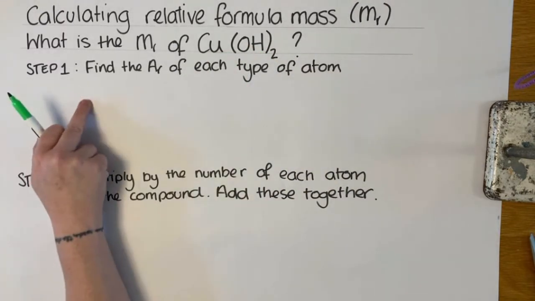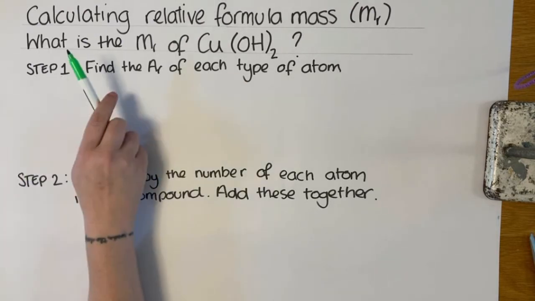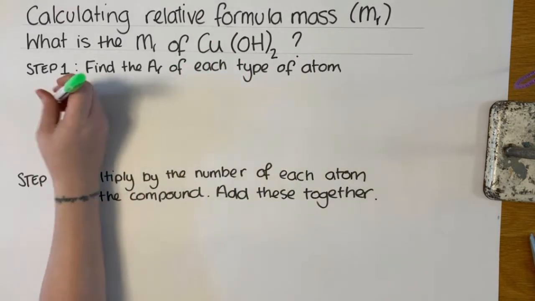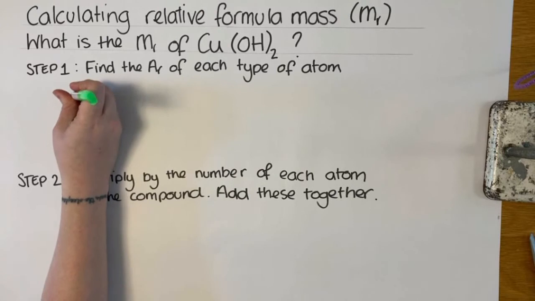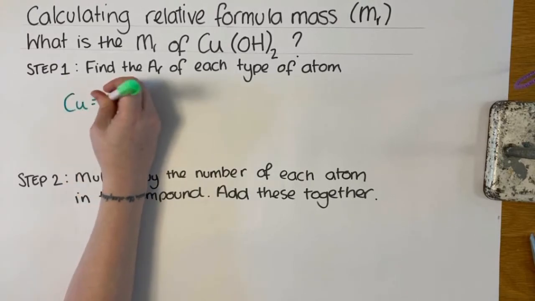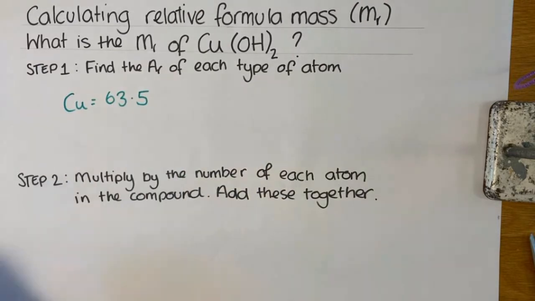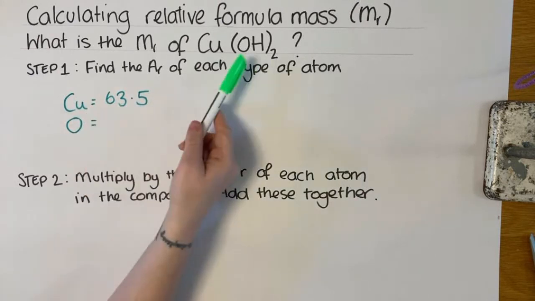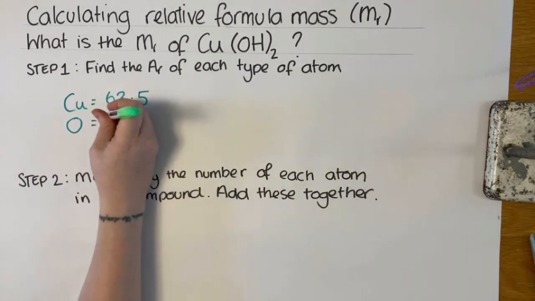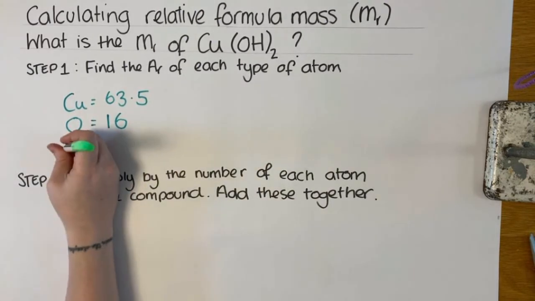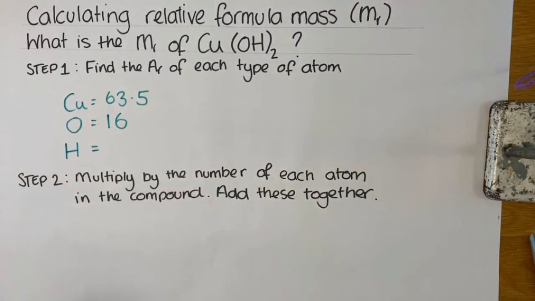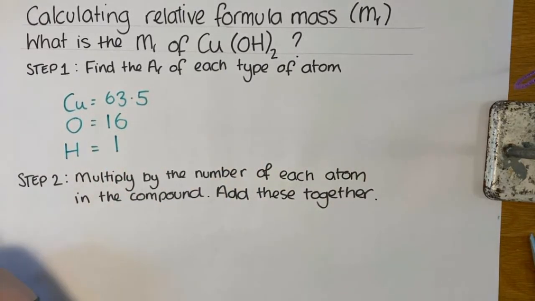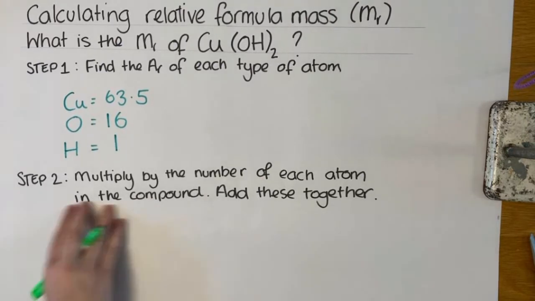So step number 1 is going to be exactly the same. In this case, we're working out the formula mass of copper hydroxide, CuOH2. So I need to know the atomic mass of copper, and we know that that is 63.5. We looked that up on the periodic table, and it's the larger number. Oxygen, O, has a relative atomic mass of 16 on the periodic table, and hydrogen has a relative atomic mass of 1. So I found out my relative atomic masses of each of my elements by looking them up on the periodic table. I can then combine those together.